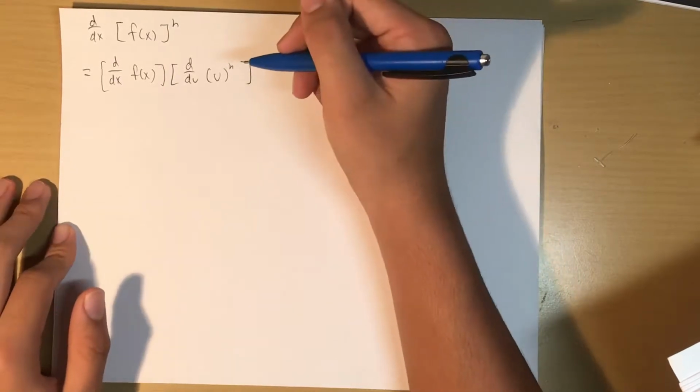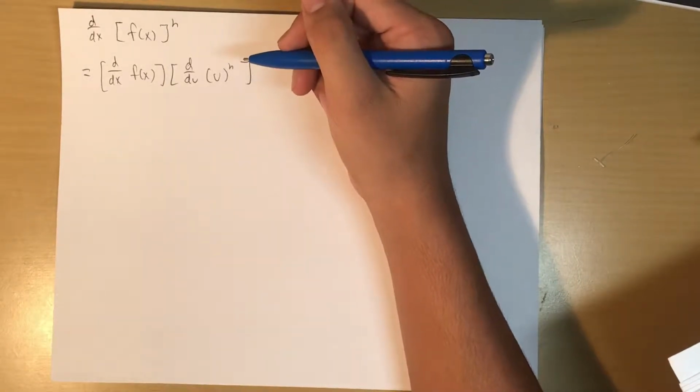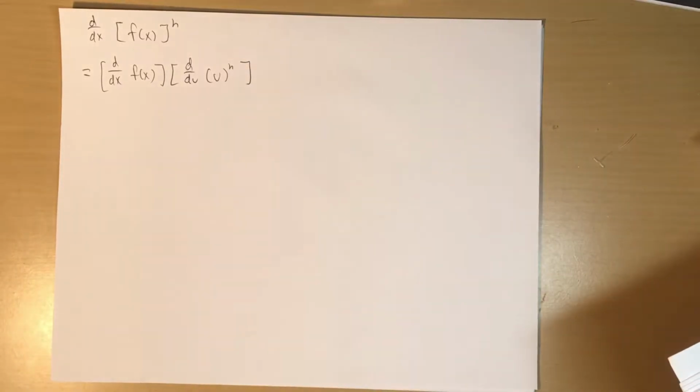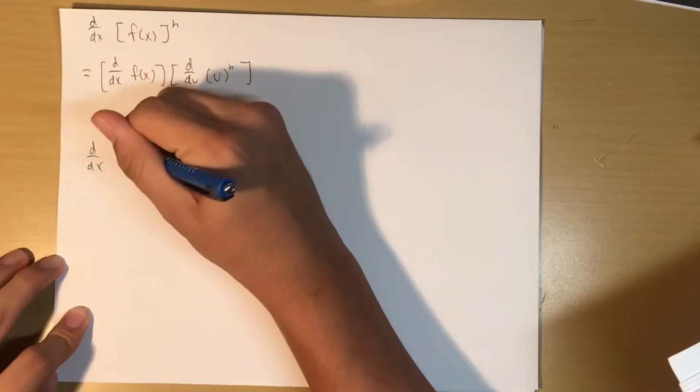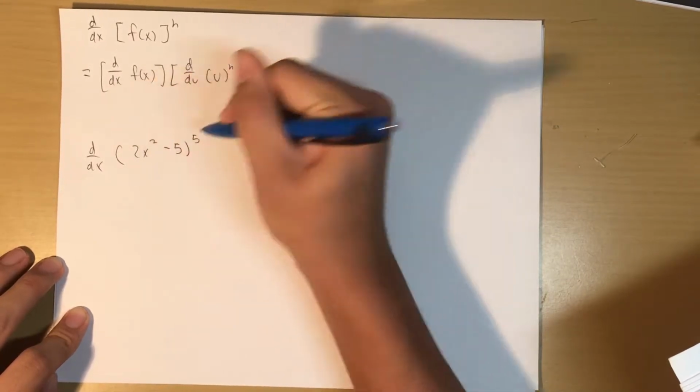And it's probably confusing since we're just using variables here. But we'll take a look at some problems and hopefully then you'll understand it better. So let's look at the problem, derivative of 2x squared minus 5 raised to the 5th.